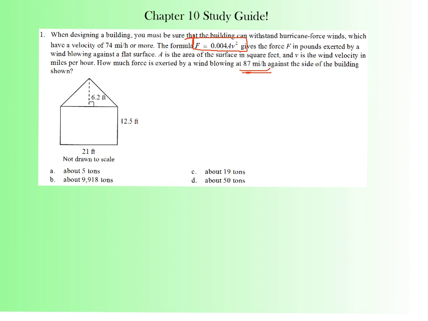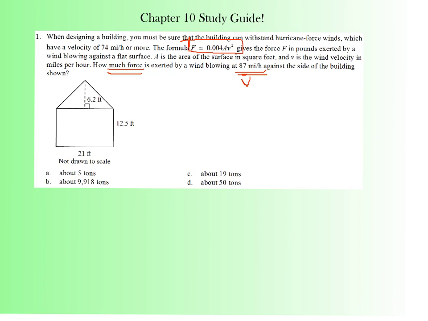So we already have the V, the velocity, it's 87. We need to figure out what A is, so we can determine how much force. So all we have to do is figure out the area of this picture. It's clear that we have a triangle on top, and some kind of parallelogram on bottom. For the bottom, our area is base times height for the parallelogram. So 12.5 times 21.